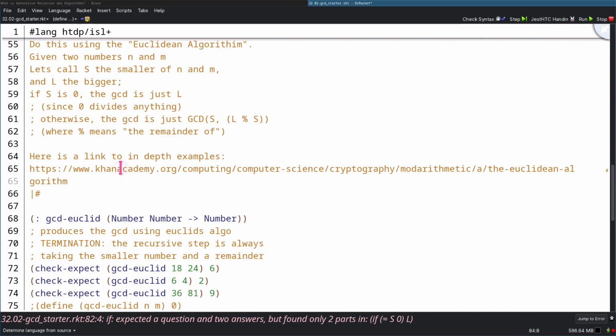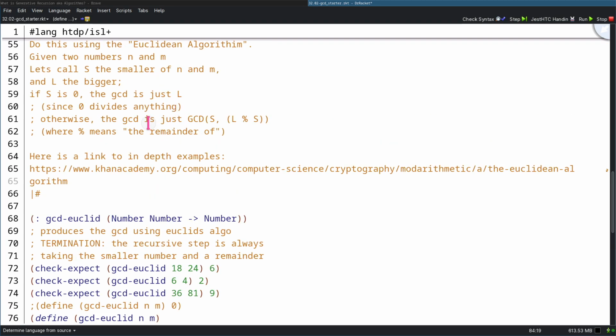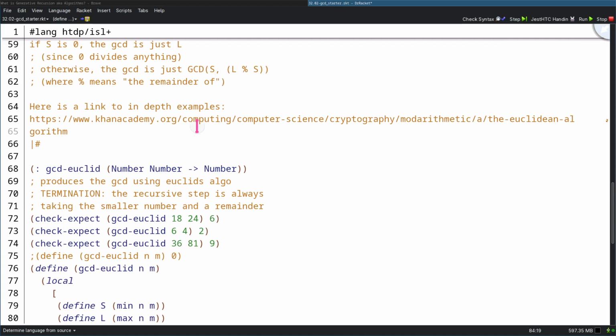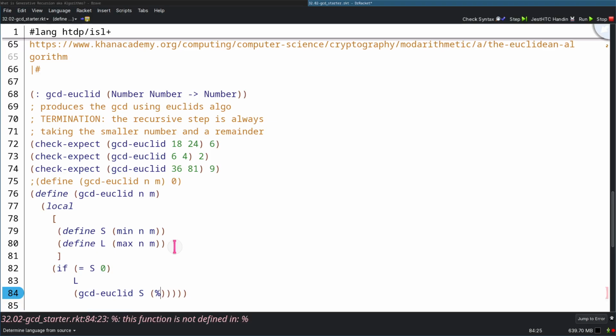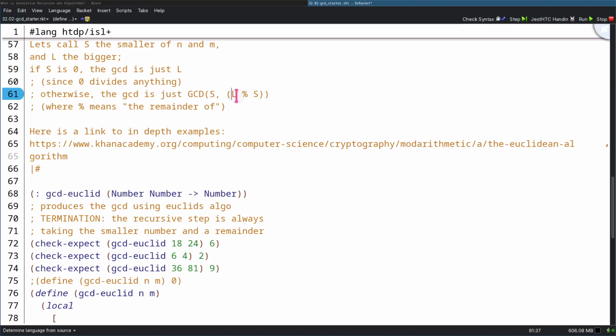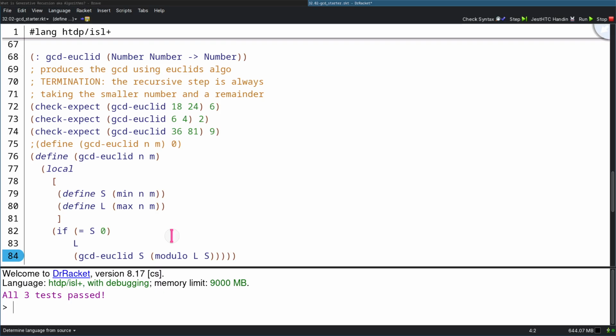Otherwise, the GCD is just GCD of s and then L modulo s. Otherwise it's just gcd-euclid, so we're going to do a recursive call. That's what it tells us. Otherwise, the GCD is just the call to GCD, s, and then L modulo s. So I think it's percentage. It's not percentage, it's mod. Modulo, there we go. All right, so L and s. Run this code and all three tests do pass.